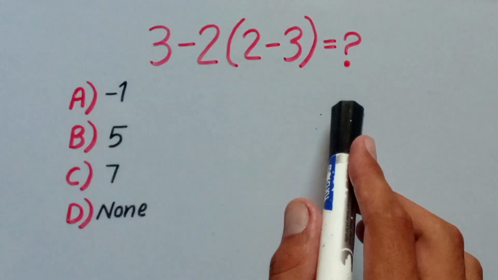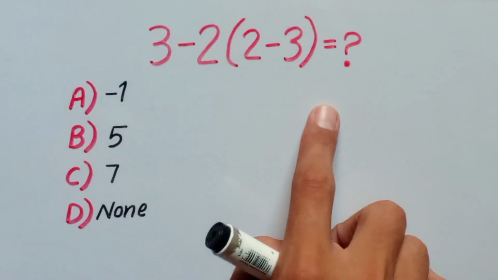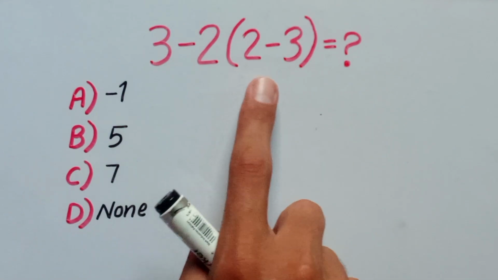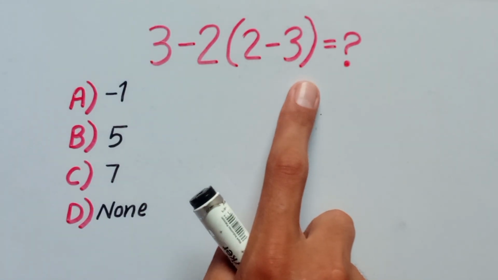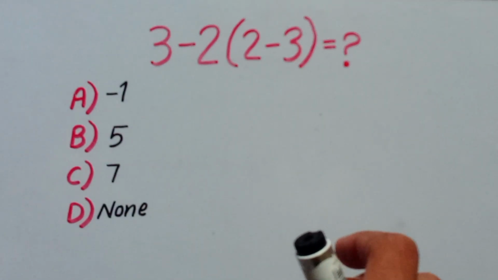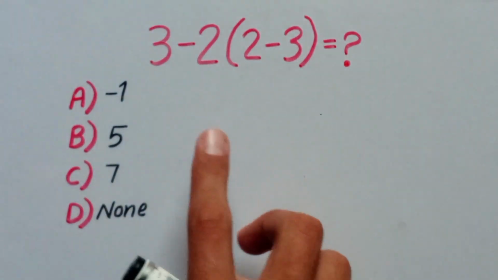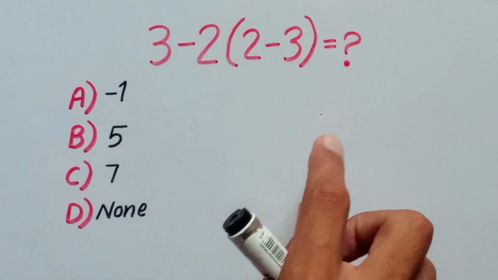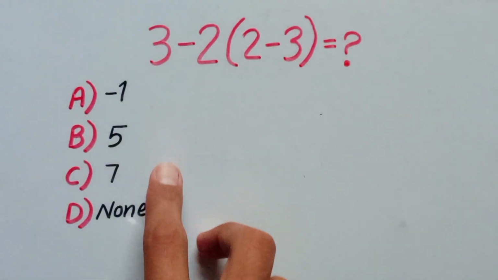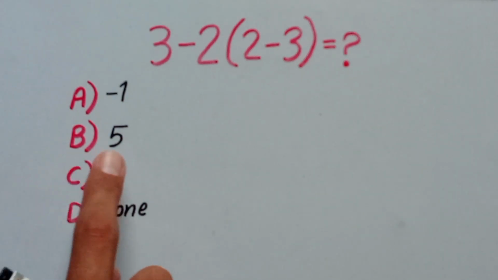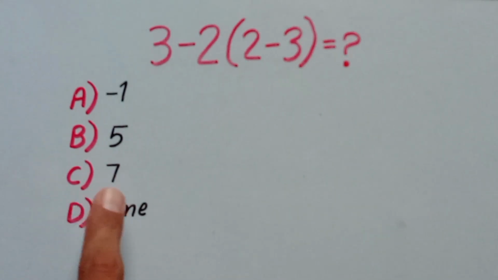In this video, we will find the value of this question, which is 3 minus 2(2 minus 3). If you are talented, then stop the video and, before watching, comment on this question and tell which option is correct. Option A is minus 1. Option B is 5, option C is 7 and option D is none.